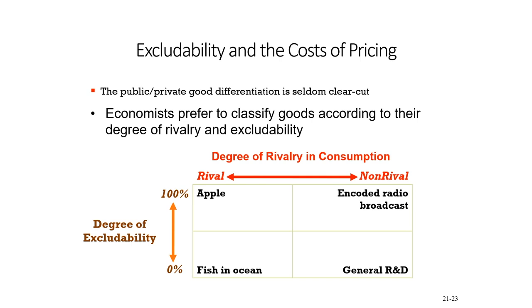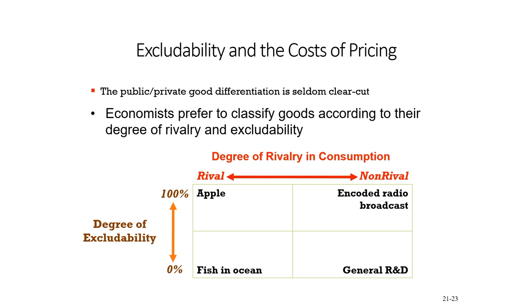Now, if we look at the other extreme, an encoded radio broadcast, for example, the degree of excludability is high, but it is non-rival in nature because if the radio broadcast can be accessed by someone, it can also be accessed by someone else. But you can always put a price on an encoded radio broadcast, and therefore you can exclude people from having access to the broadcast.